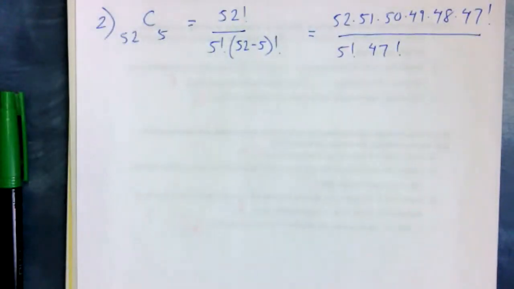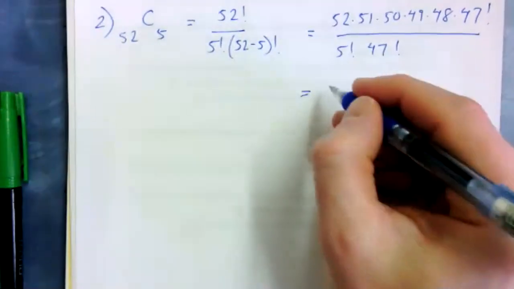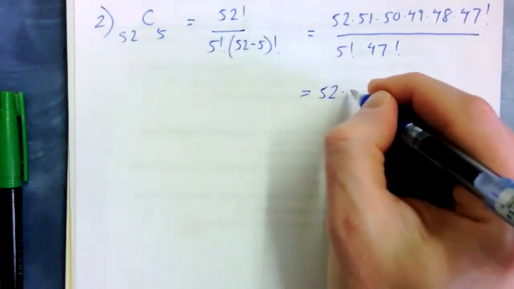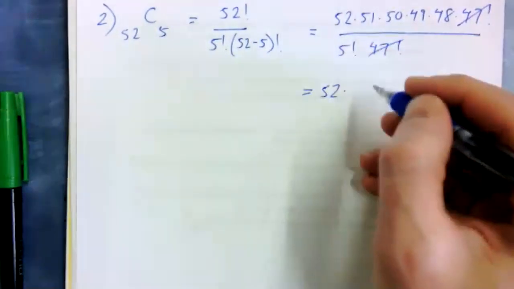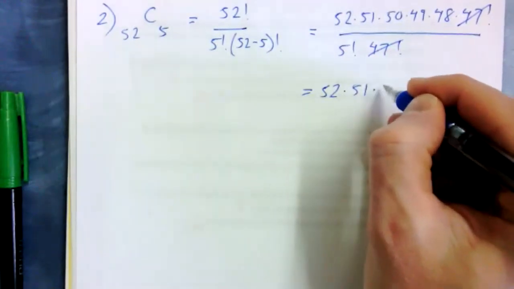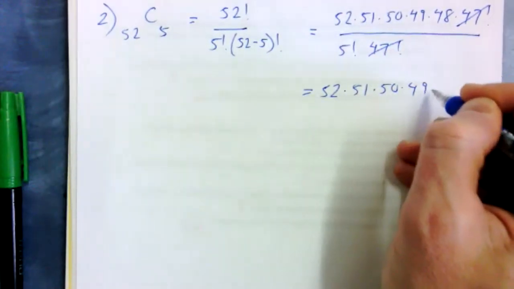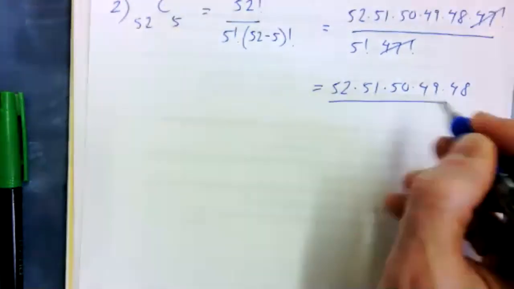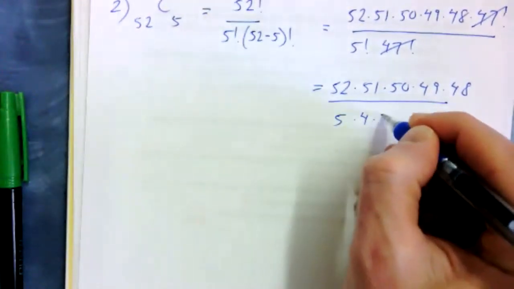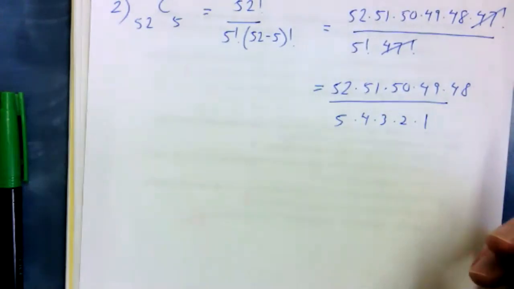So simplify it as much as possible. So we have 52 times, the 47s cancel. I'm going to simplify that a bit. 52 times 51 times 50 times 49 times 48 over 5 times 4 times 3 times 2 times 1.